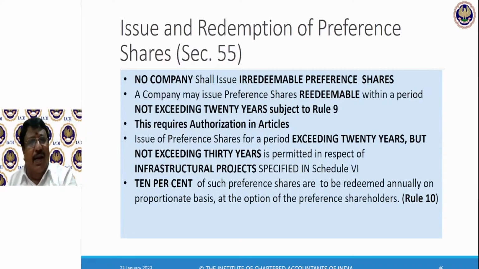Very clearly, they are telling in the Act, you cannot issue irredeemable preference shares. Even to say something should not be done, I should mention it. Once I mention it, conceptually it is there, right? So once the concept is there, we are saying it is not possible. That is all.